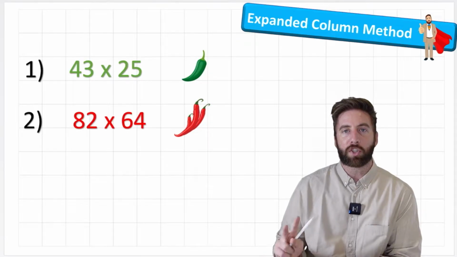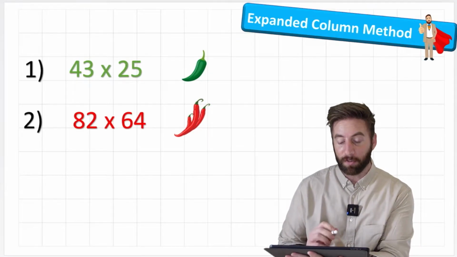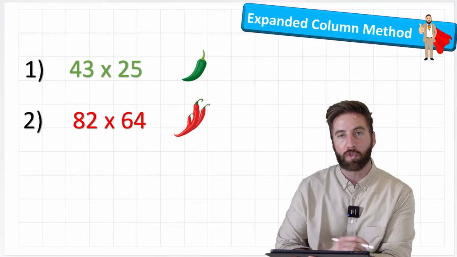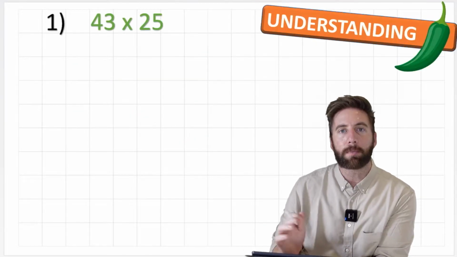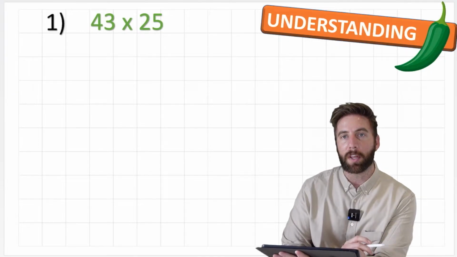So today we're going to look at these 2 questions. We've got a green chili challenge of 43 times 25, and we've got a red chili, a harder challenge, 82 times 64. So let's begin with our green chili challenge, 43 by 25.